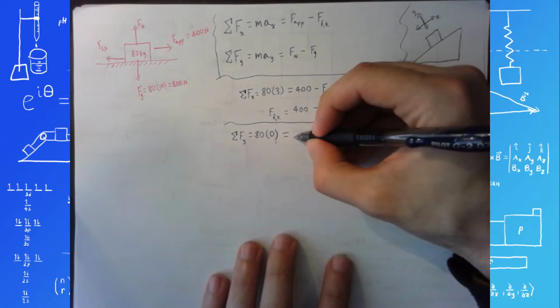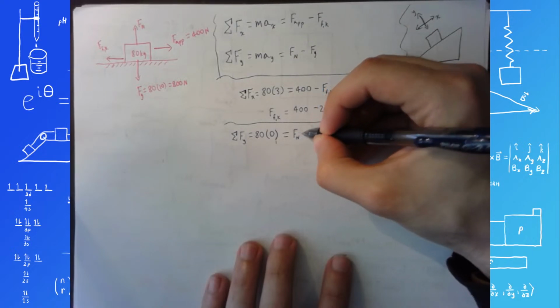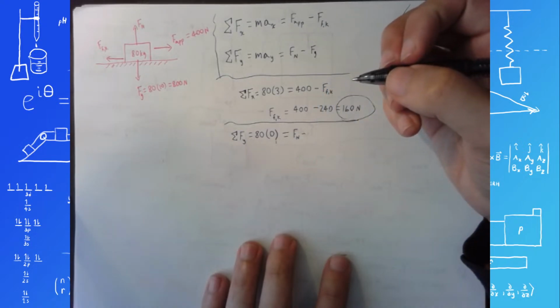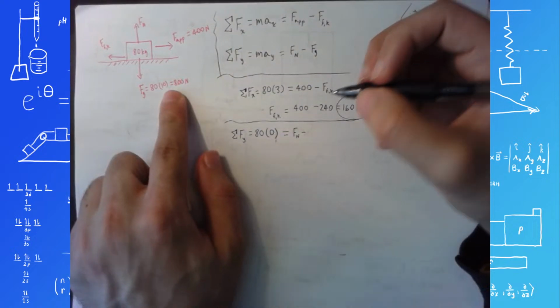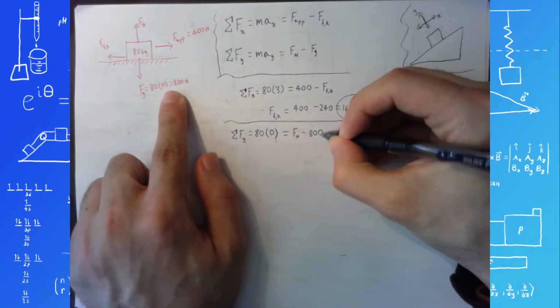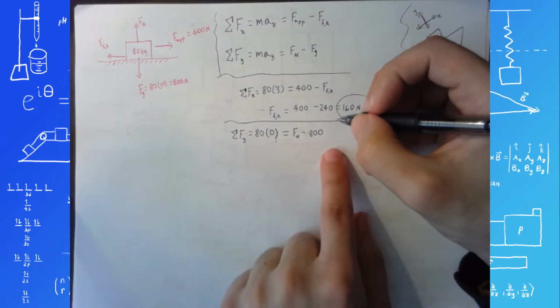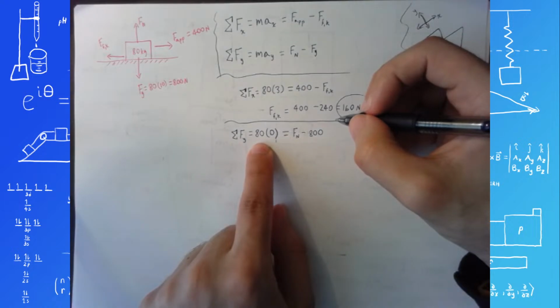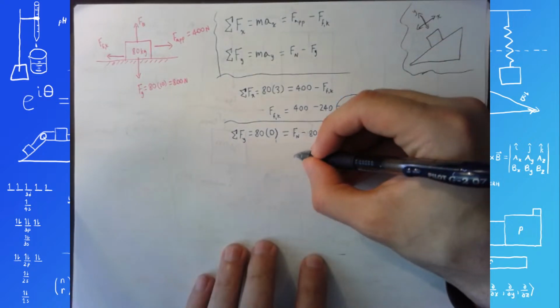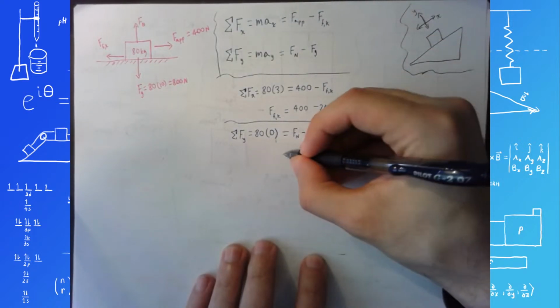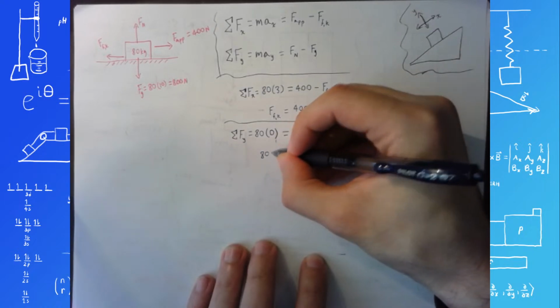And from there, we have normal force upward minus force of gravity is 800 newtons. Add 800 to 0, and you're left with normal force equals 800 newtons.